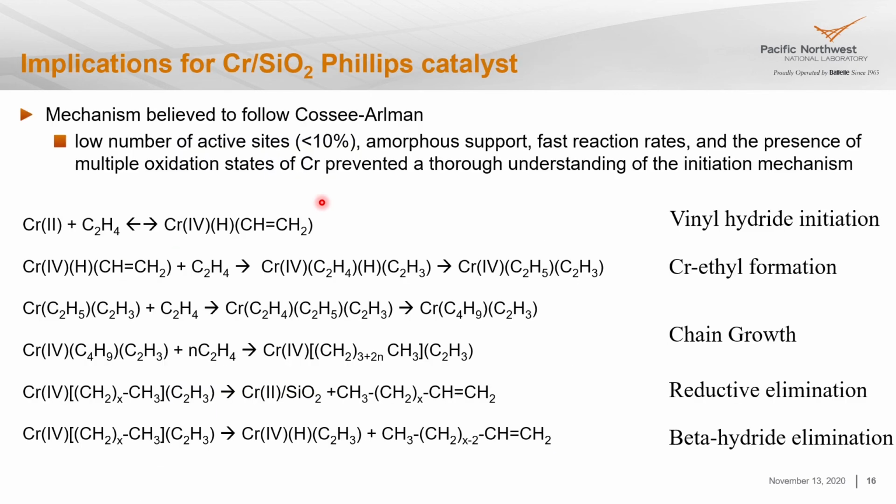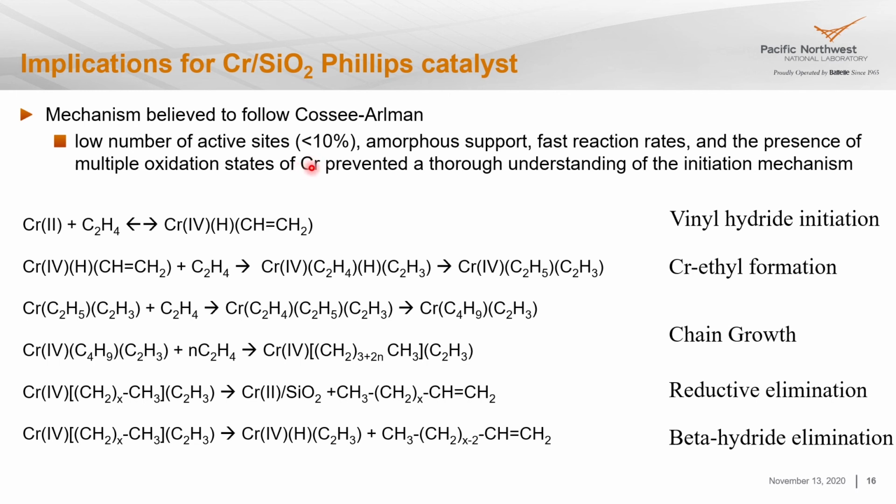Taking what we've learned from our iridium and nickel systems and the mechanism that we proposed for them, we thought that this could have implications on the mechanism for the Phillips catalyst, chromium supported on silica, which is believed to follow the Cossee-Arlman mechanism. It's been challenging to clarify this mechanism for several factors which are listed here, namely the low number of active sites, the amorphous nature of the silica, fast reaction rates, and the presence of multiple chromium oxidation states, which have made it challenging to tease out the initiation mechanism.